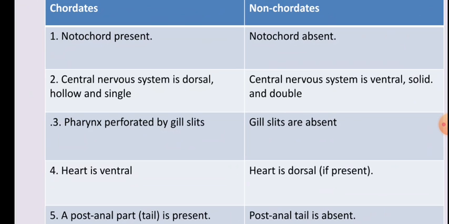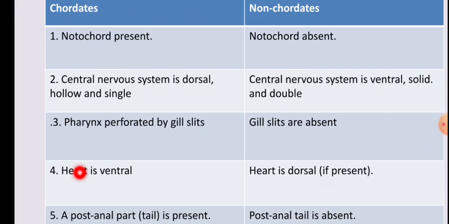In chordates, the pharynx has perforated gill slits, that is, pharyngeal gill slits are present. Whereas in non-chordates, gill slits are absent. In chordates, the heart is situated on the ventral side, and in non-chordates, the heart is present on the dorsal side. Dorsal means back, ventral means front.